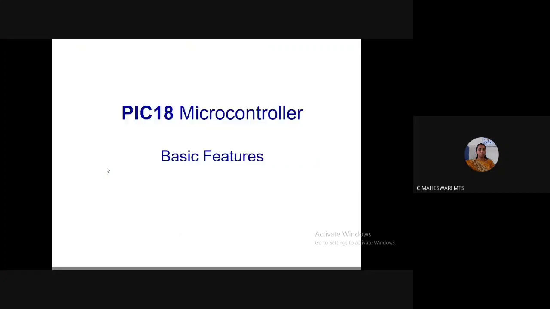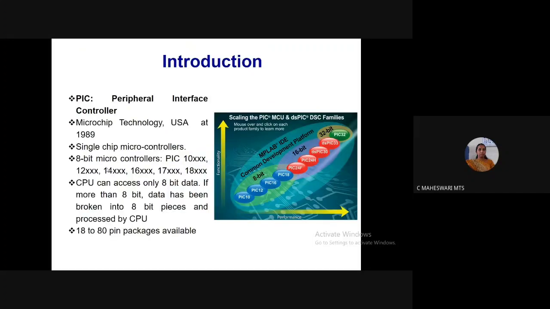Okay. So first of all, we will start with what is called a PIC microcontroller. PIC stands for peripheral interface controller. Peripheral interfacing means IO interfacing, more number of IOs that can be interfaced with this PIC microcontroller. It was manufactured by Microchip Technology in 1989. It is a single chip microcontroller. It is an 8-bit microcontroller.